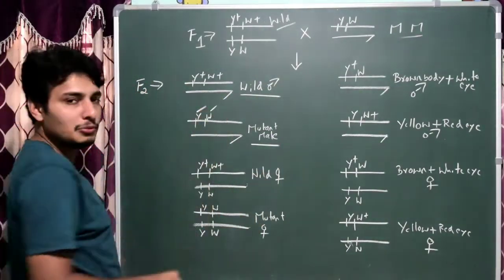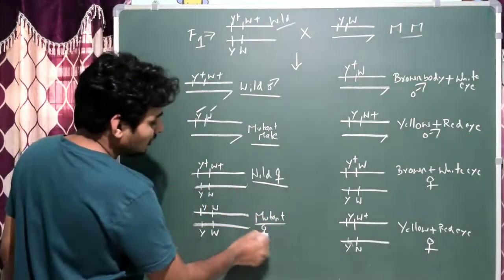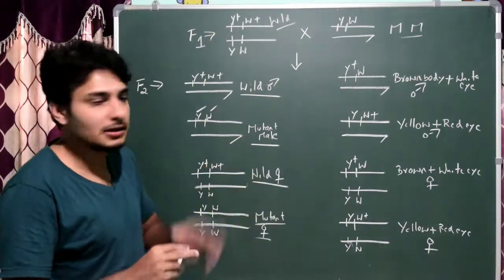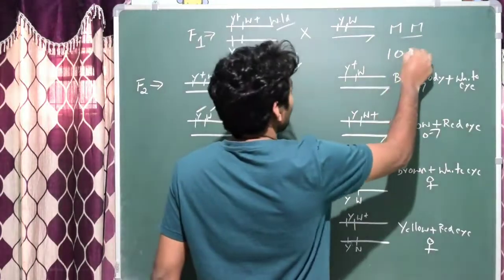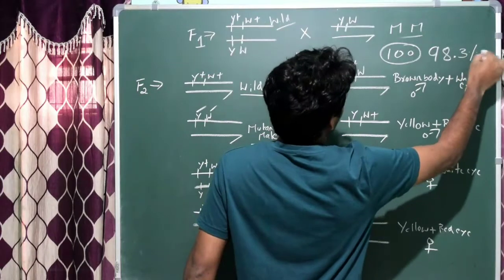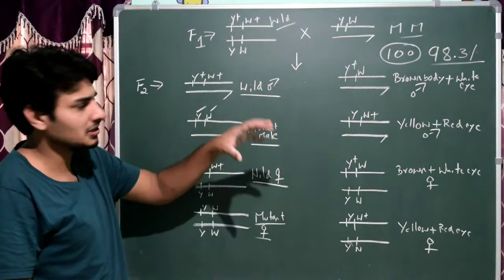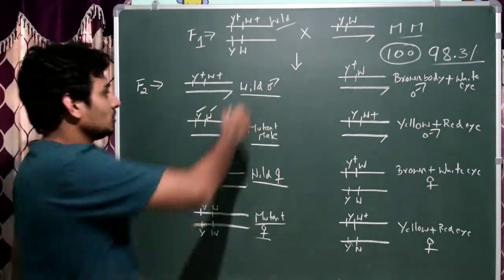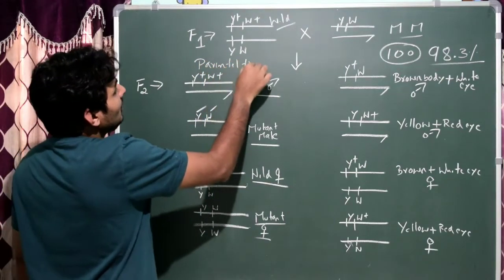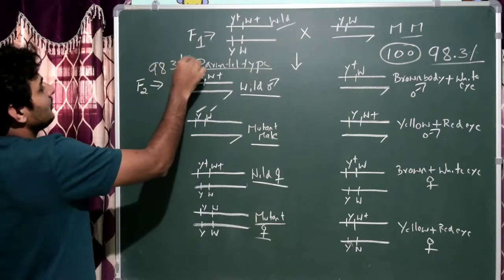You could see Y and W. The mutant male is also parental type. The wild female is also parental type, and the mutant female is also parental type. Let us assume that he got around 100 offspring in the F2 generation. Of those, around 98.3 percent, let us take it in percentage, were parental type. So we write parental type. The parental type percentage is 98.3 percent.